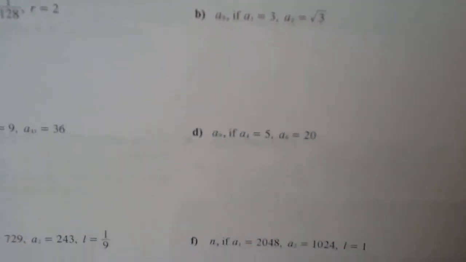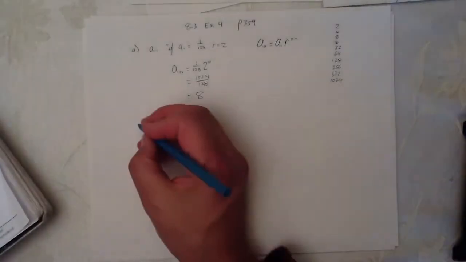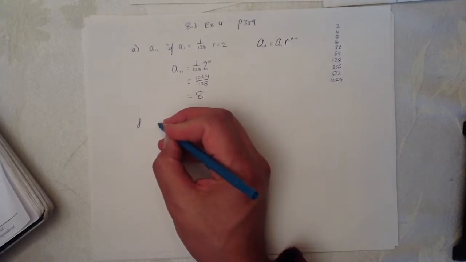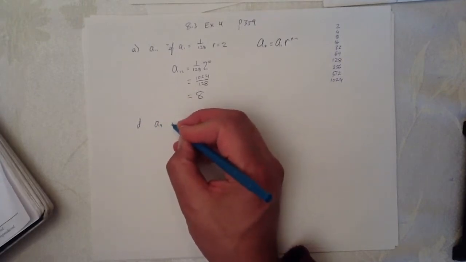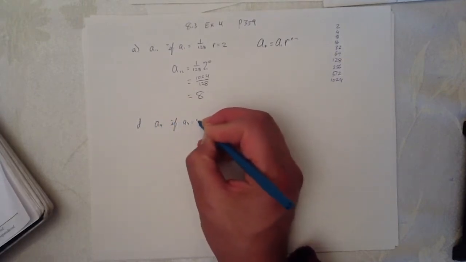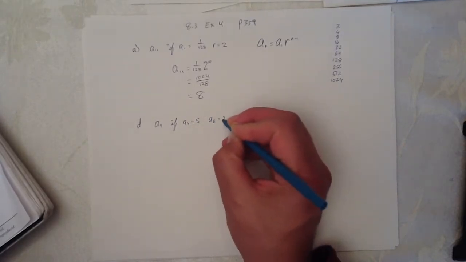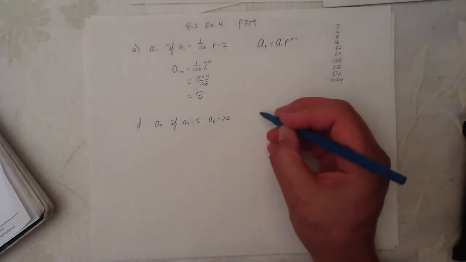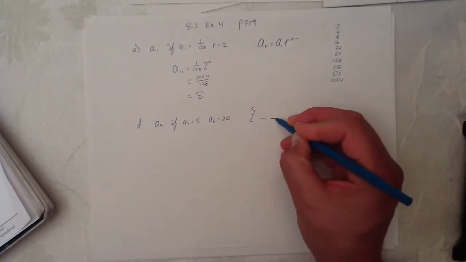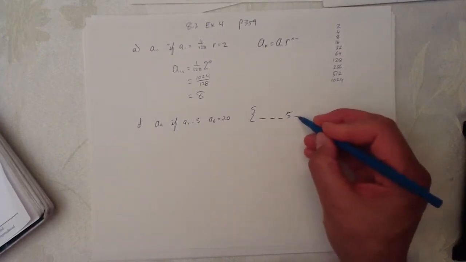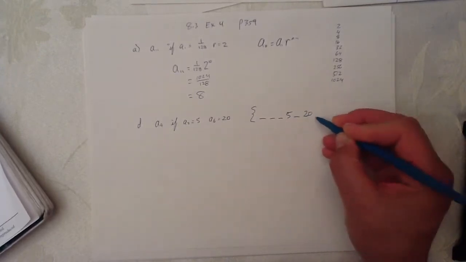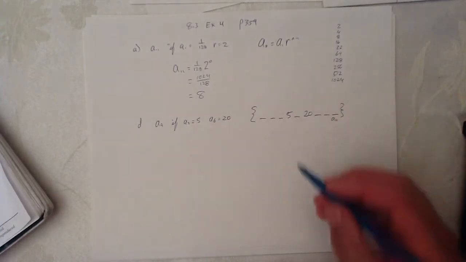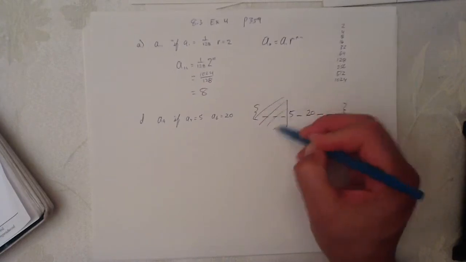Let's see if we can do another one from that set. Let's do D. D, well, that's the same thing. What a waste of time. Well, we'll do it anyways. Okay, so A9 if A4 equals 5 and A6 equals 20. Well, I'll tell you what I'm going to do. I'm not playing this game. I am not going to do 1, 2, 3, and then there's a 4, 5, 6, well, there's 6 is 20, and then 7, 8, 9. I'm not playing this game. I don't care about those.